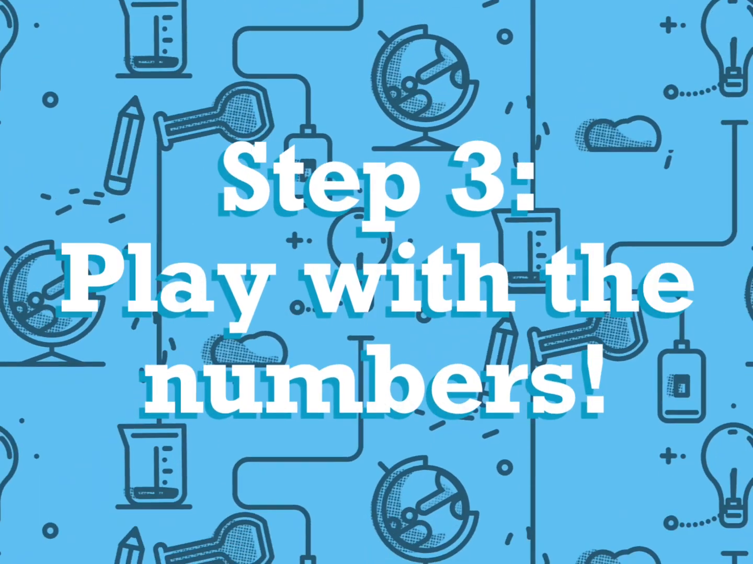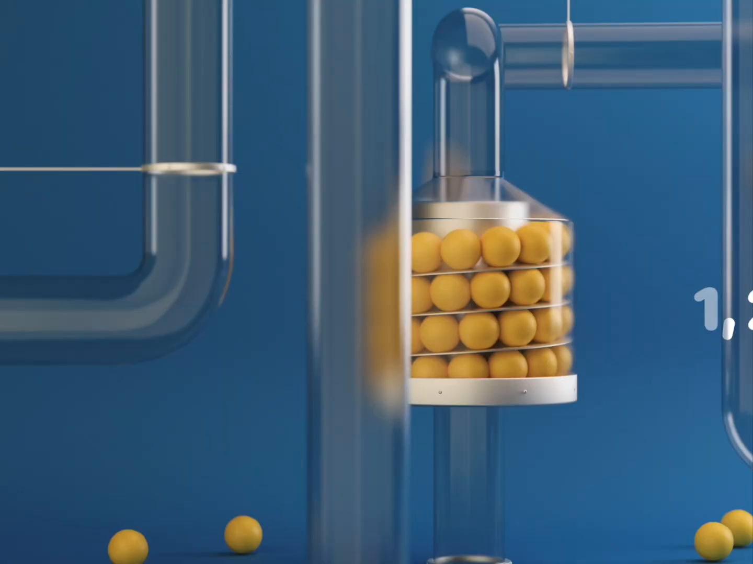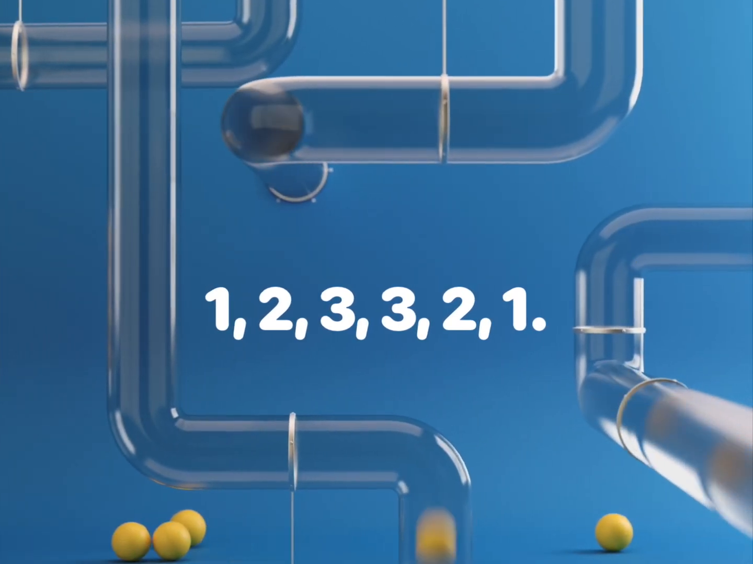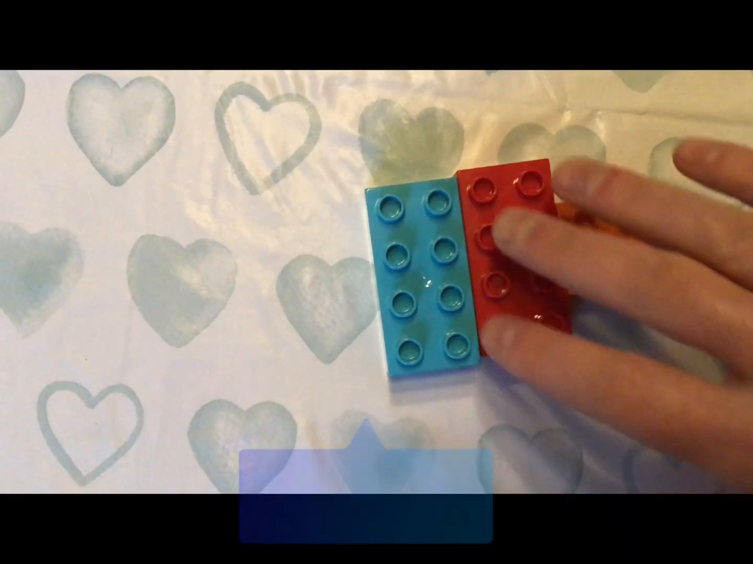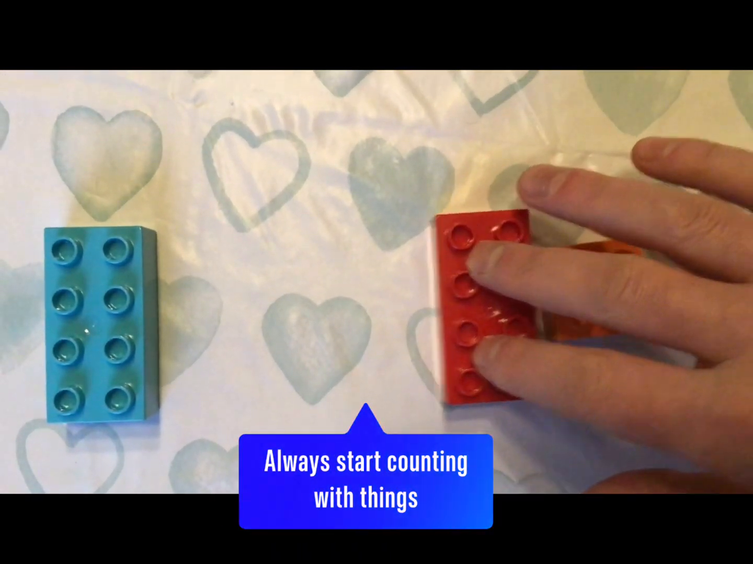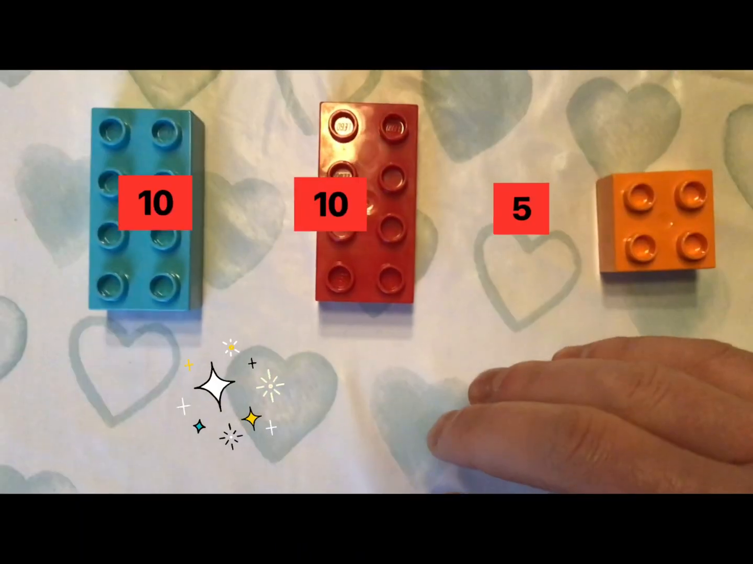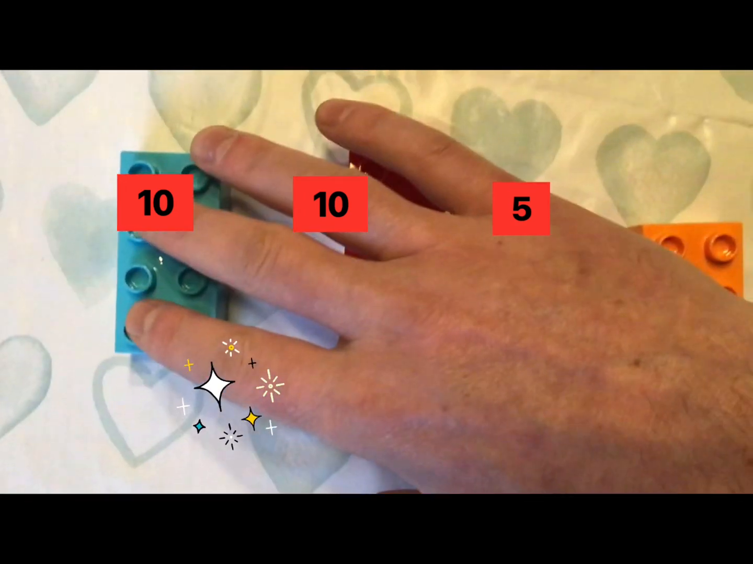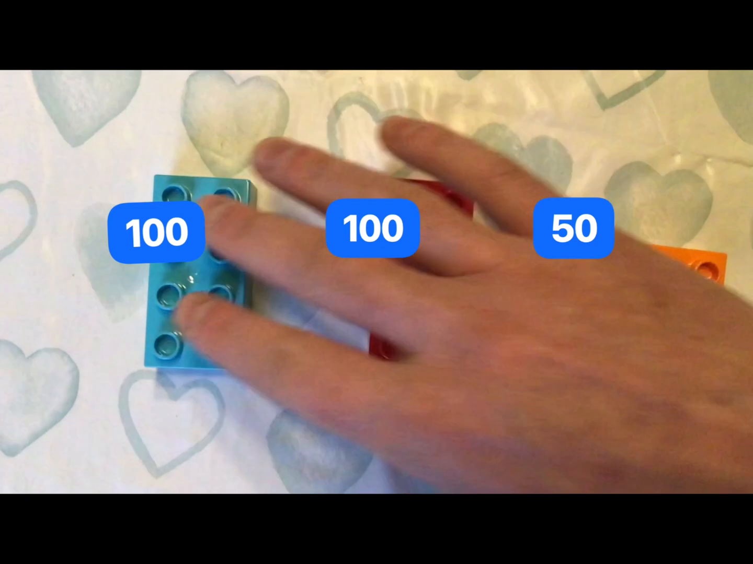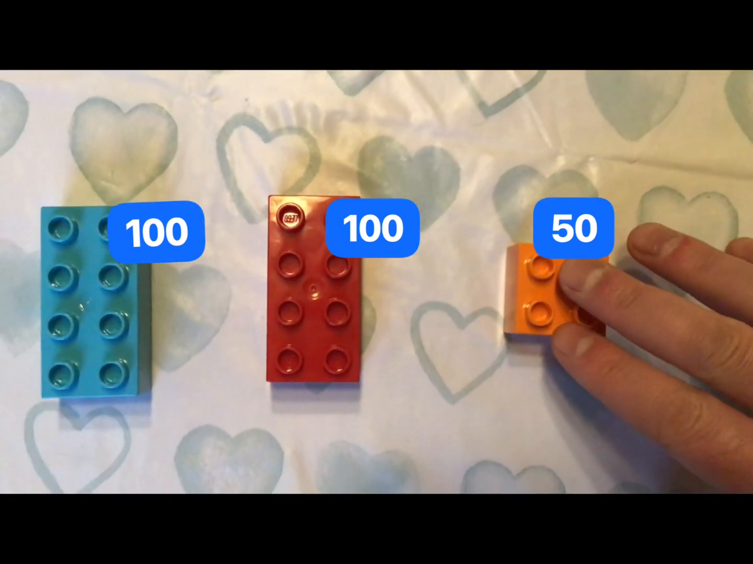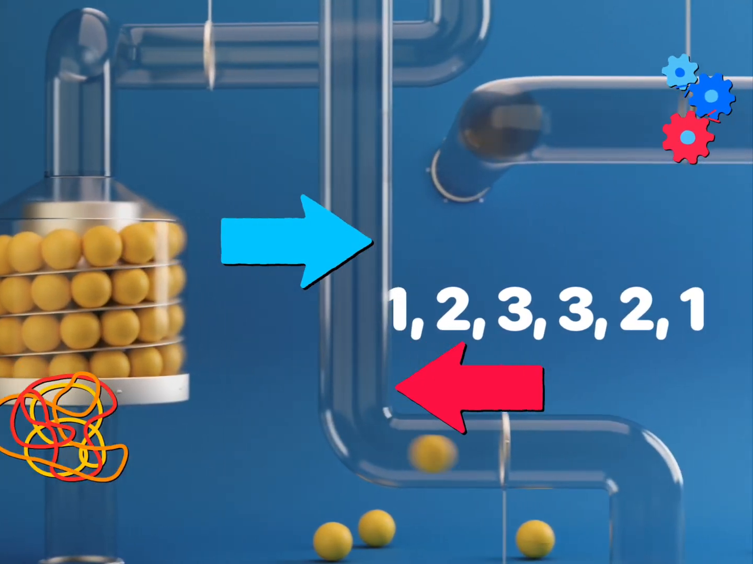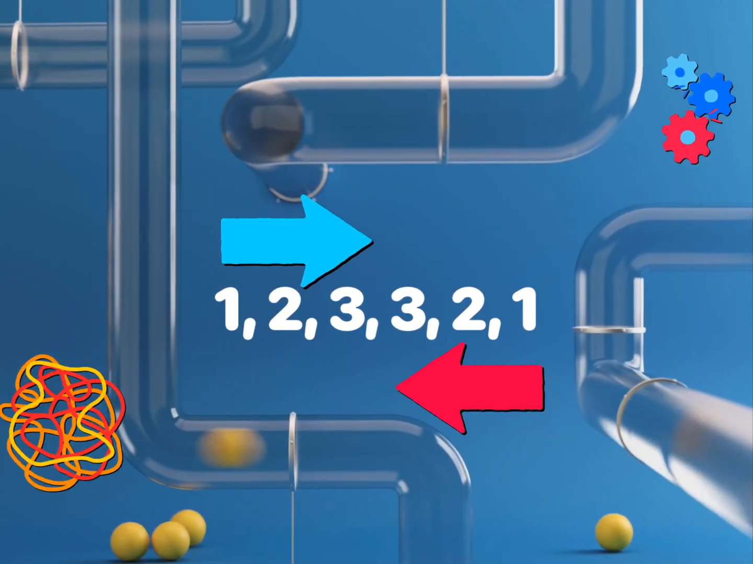Step 3. Play with the numbers. Use the strategies in physical objects to move forwards and backwards. Remember to practice counting at first with physical objects such as toys. These don't have to count as one each. These could be 10 and that is 5. Or these could be 100 and this could be 50. Try and come to the solution in different ways, and don't be afraid if it gets a wee bit messy.